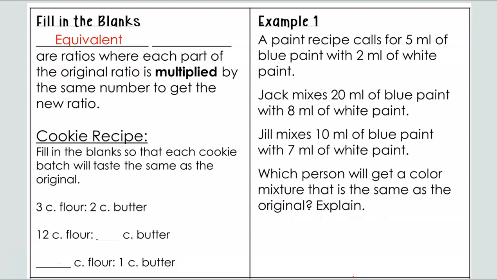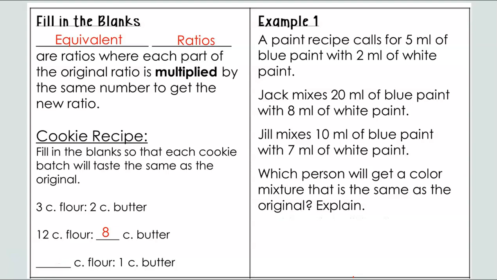If the original recipe is 3 cups of flour to 2 cups of butter, and we want to change it to 12 cups of flour, then we need to look for the scale factor. 3 times 4 makes it 12, so we do the same thing to the other piece of the ratio. 2 times 4 makes the 8 cups of butter.